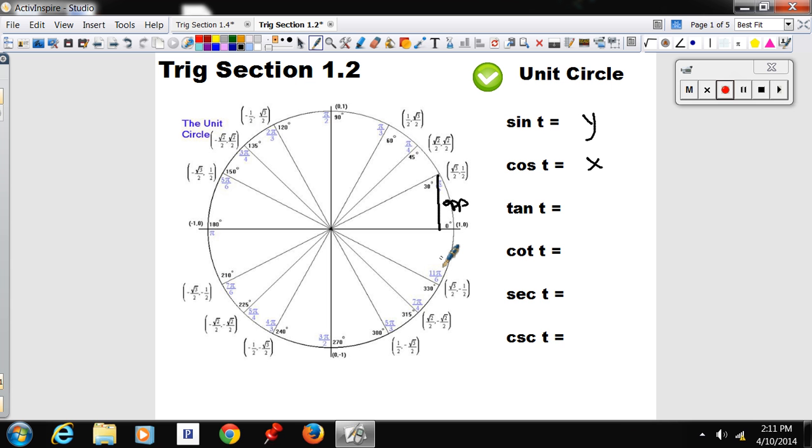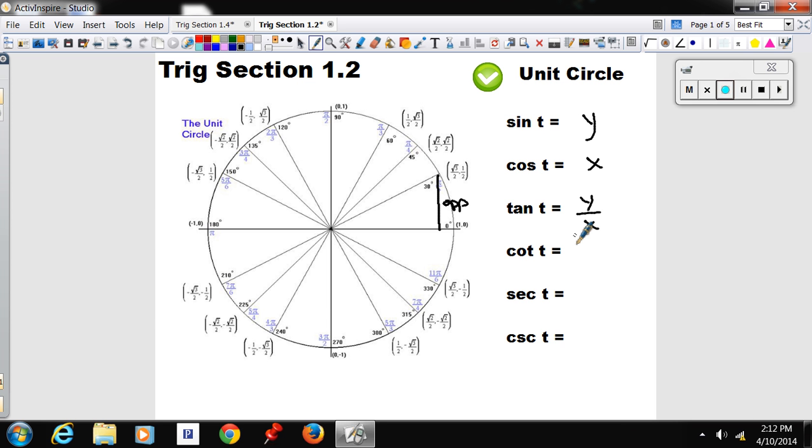It was the x-axis. Now take a look at your chart, and above the sine column, put a little y up above the sine, so you remember that that's your y value on the unit circle. Above cosine, put the x value. You know that all your x coordinates are going to be your cosine. What would I put above tangent? Do you remember? The y over x. Do you remember the identity that said tangent is sine over cosine? Well, that's the same thing. Sine is y, cosine is x, so it's got to be y over x.